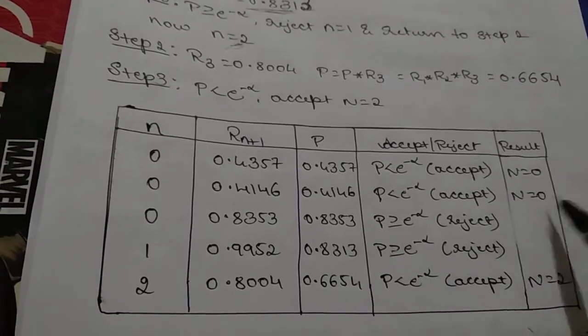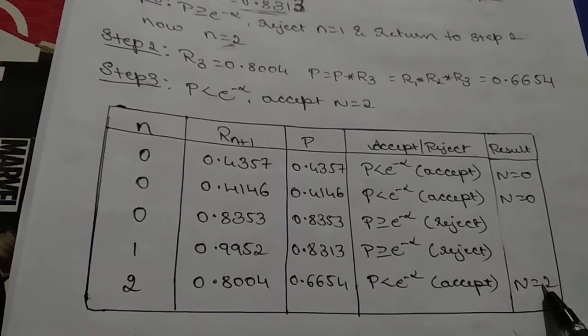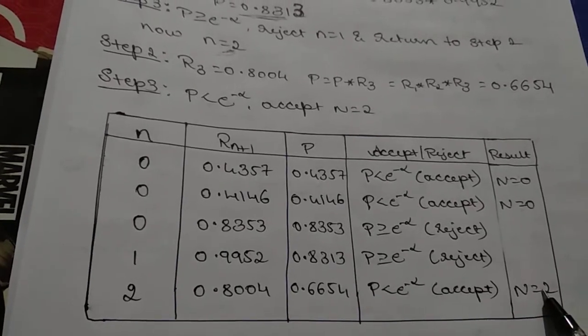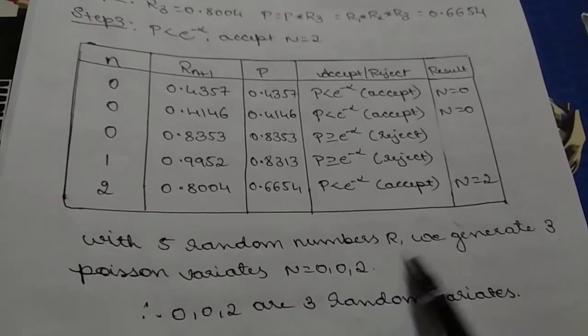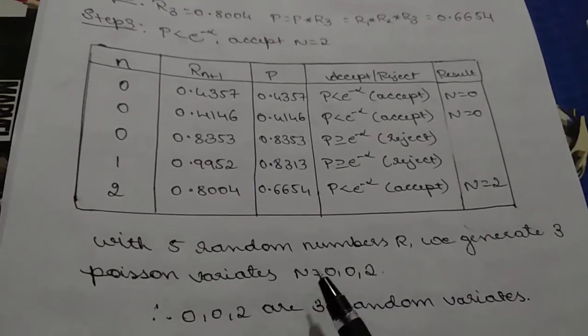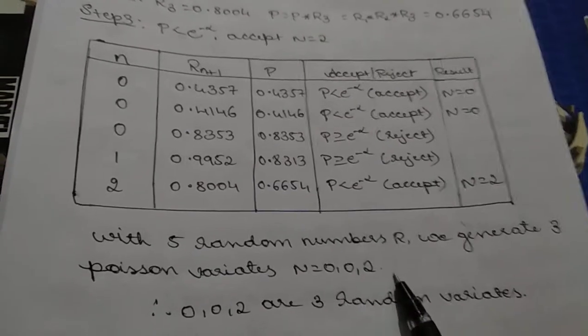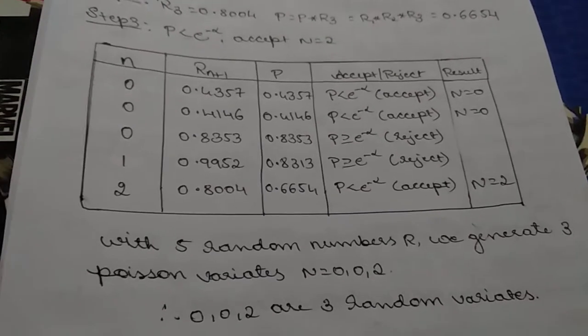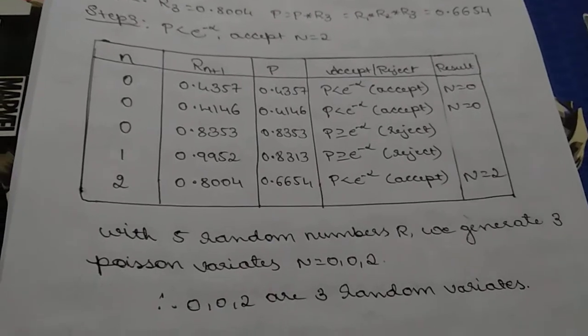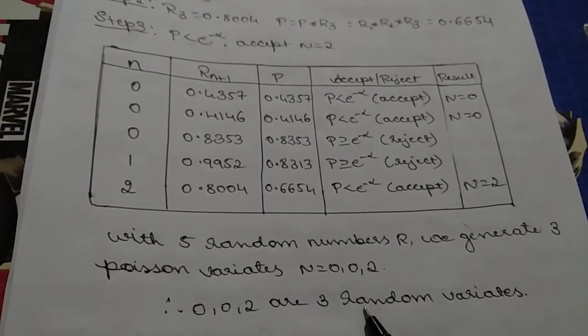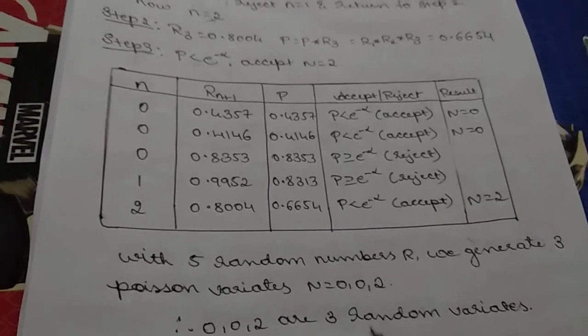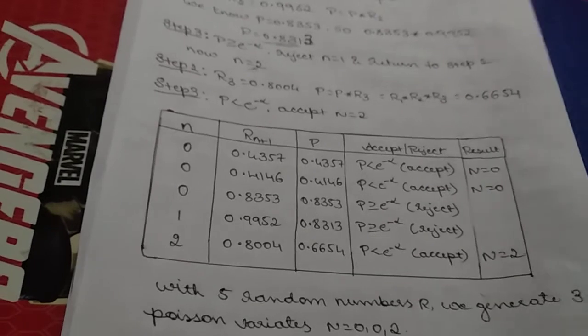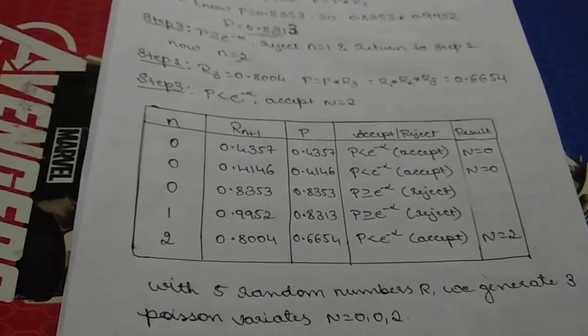See, these are the 3 random variates we have generated, or the Poisson variates we have generated from your random numbers. So with 5 random numbers R, we generate 3 Poisson variates, that is n is equal to 0, 0 and 2. Therefore 0, 0, 2 are the 3 random variates. Okay, this is how you find the Poisson variates. And I have just told you we have 2 different methods. One is the Poisson distribution and one is the gamma distribution. Now next we'll move on to the gamma distribution.